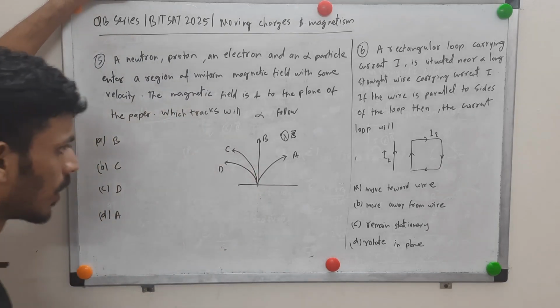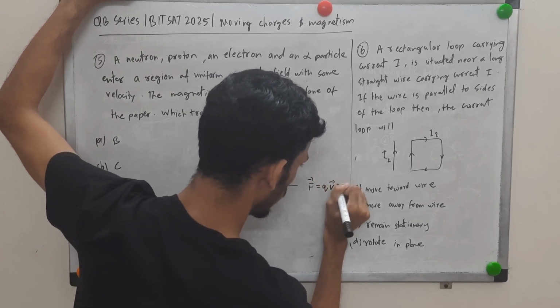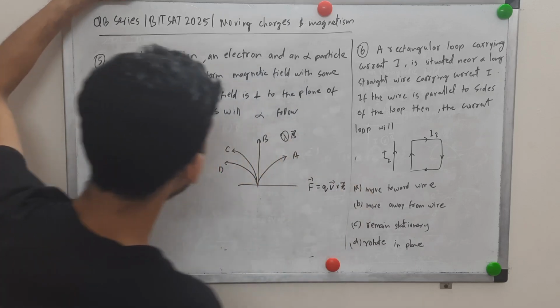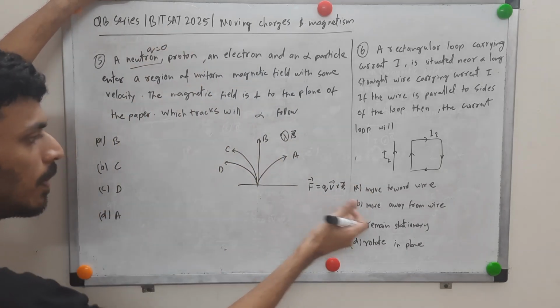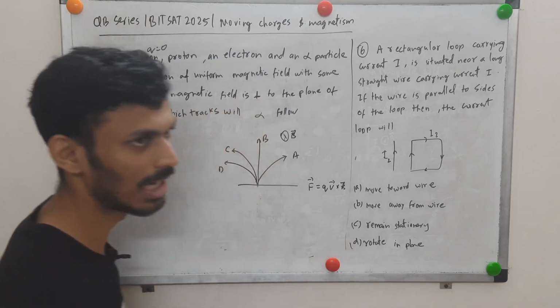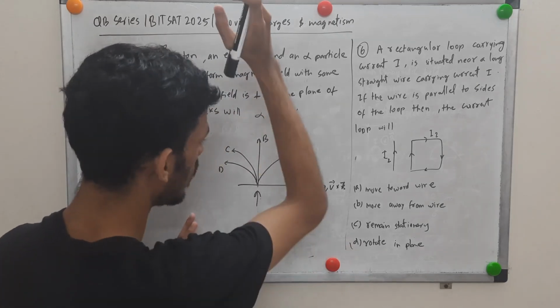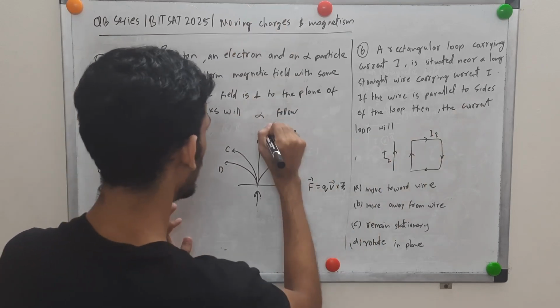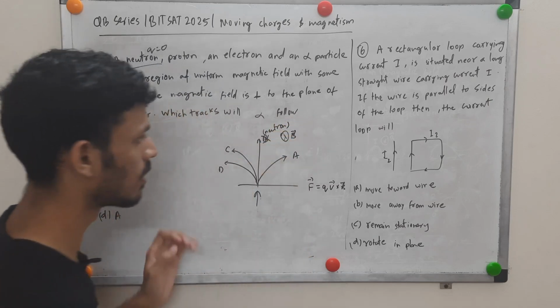First of all we can use F equals QV cross B, and before that we can see the neutron. Neutron does not have a charge, Q is equal to 0, so the force is 0. So it passes undeflected through the field. The particles are coming like this, so the neutron will pass simply like that. So this is the neutron. We are supposed to tell about the alpha particle, so this is not it.